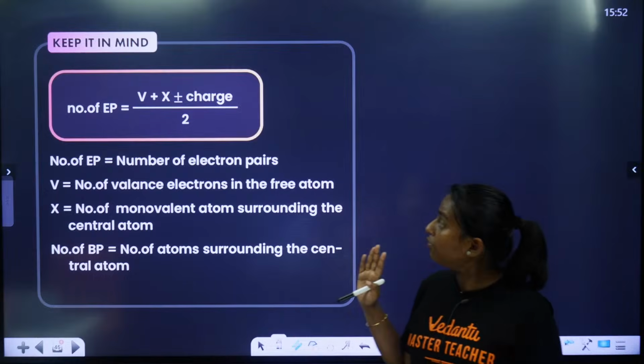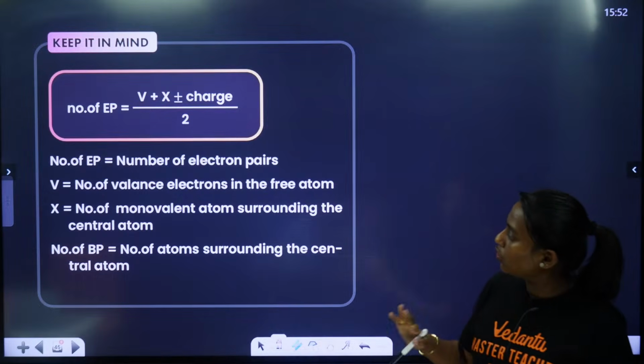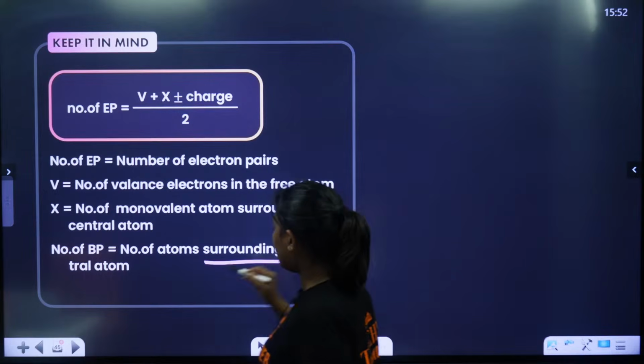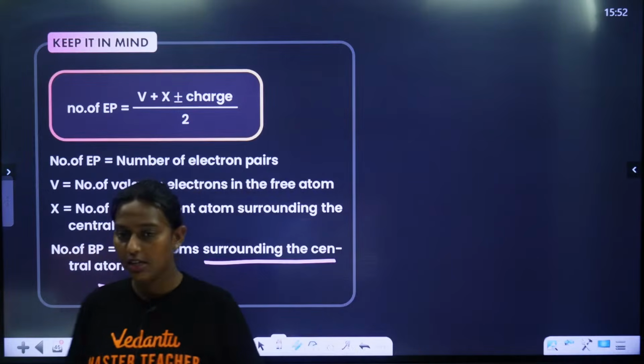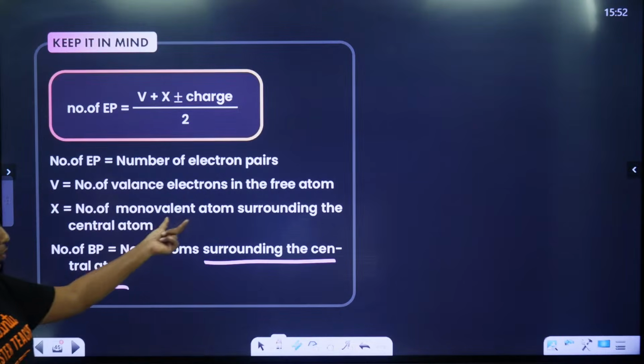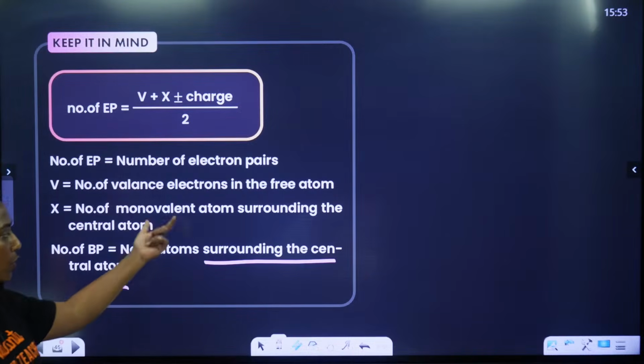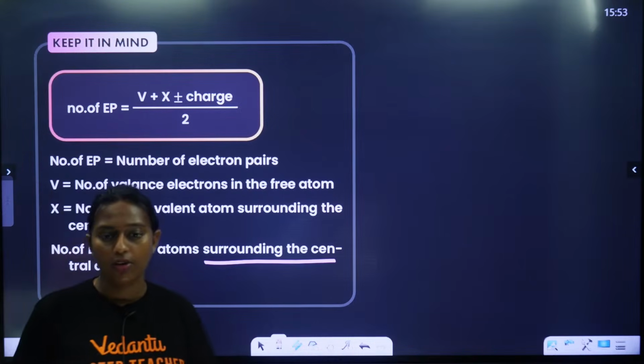And the number of BP is equal to the number of atoms surrounded by the central atom. X means the number of monovalent atoms surrounded by the central atom, and the number of BP means the number of atoms surrounded by the central atom.